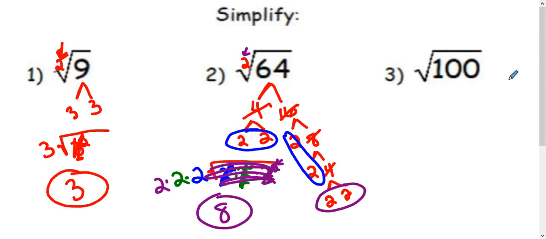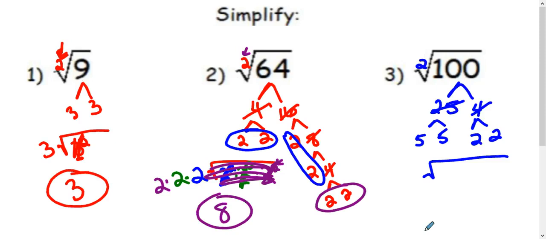In example 3, we have the square root of 100. Remember that our index is 2. So we're going to reduce 100 down to its prime factors. So 100 is 25 times 4. 4 is 2 times 2, that's an easy one, and 25 is 5 times 5.